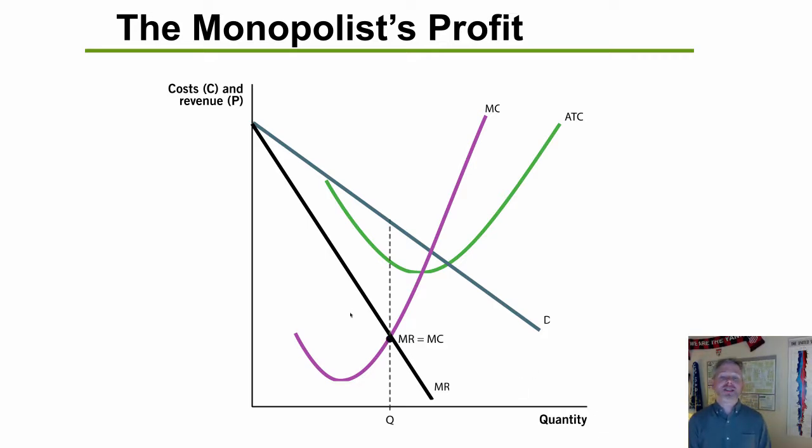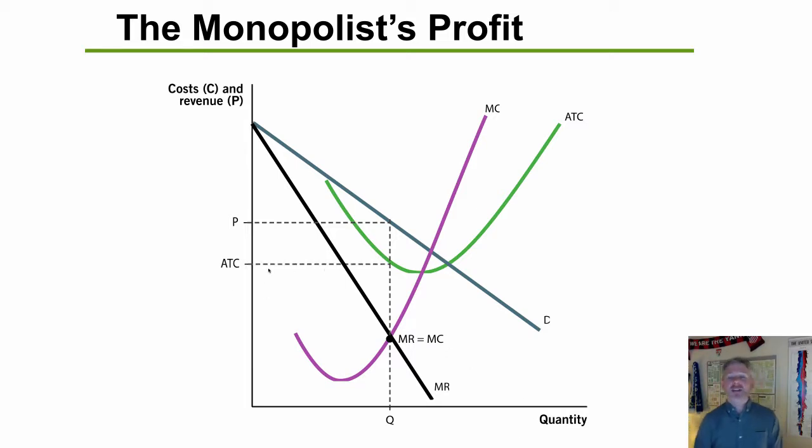So the firm decides to produce where marginal revenue equals marginal cost. That is the quantity it produces. Then it goes up to the demand curve and says, at this quantity, where marginal revenue equals marginal cost, what is the price I can charge? So they just go up and read that off of the demand curve.